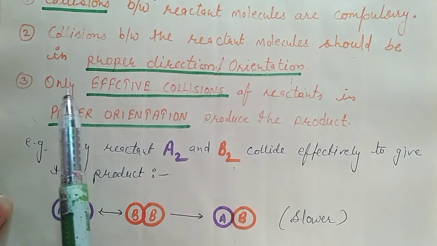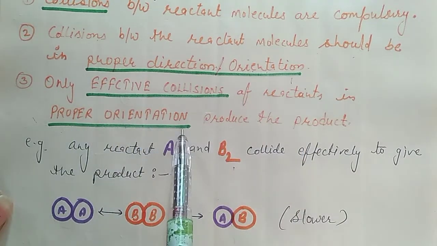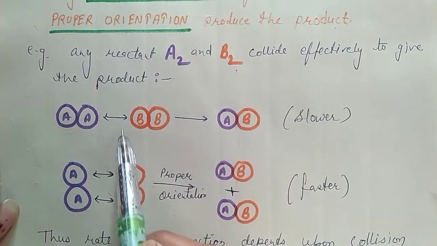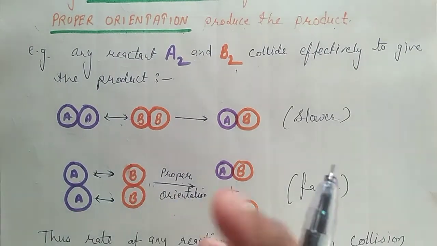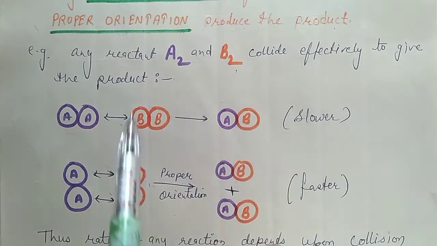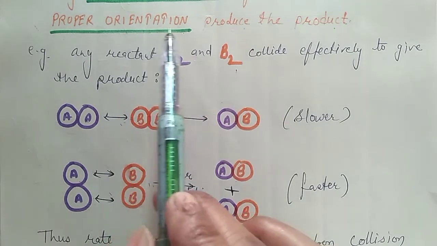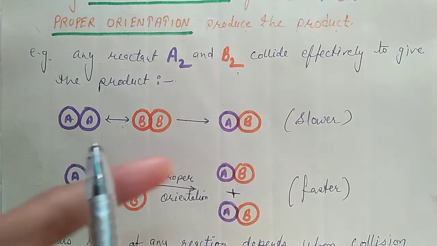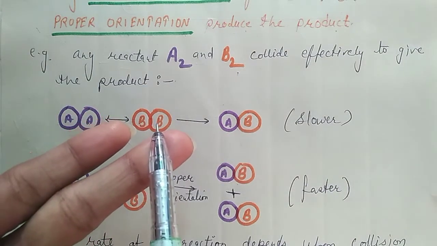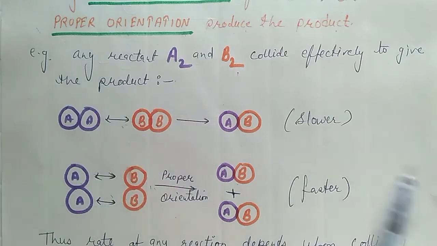And the third one is that only effective collisions of reactants in proper orientation produce the product. If the collisions between the reactant molecules are not effective, then no product will form. So collision should be effective and in proper orientation. First of all, collision is compulsory. Second, collision is compulsory in proper direction. And third, the collision should be effective also.